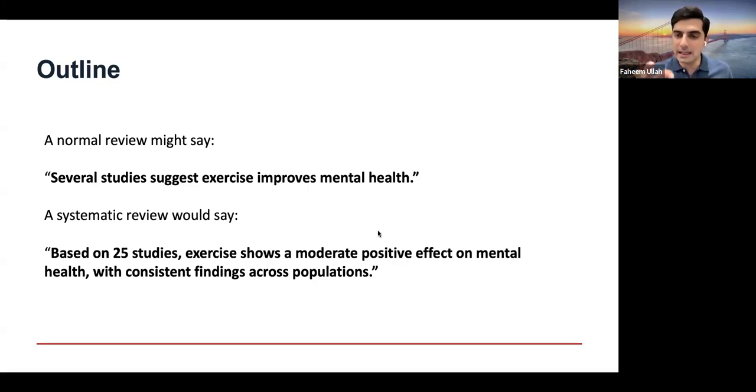We have gathered papers on a specific topic using a specific methodology. And then based on that, we say that based on 25 studies, here is a finding that we found consistent across these studies. So this is the difference in the way we present our findings when we are doing a traditional or more normal literature review as compared to a systematic literature review.